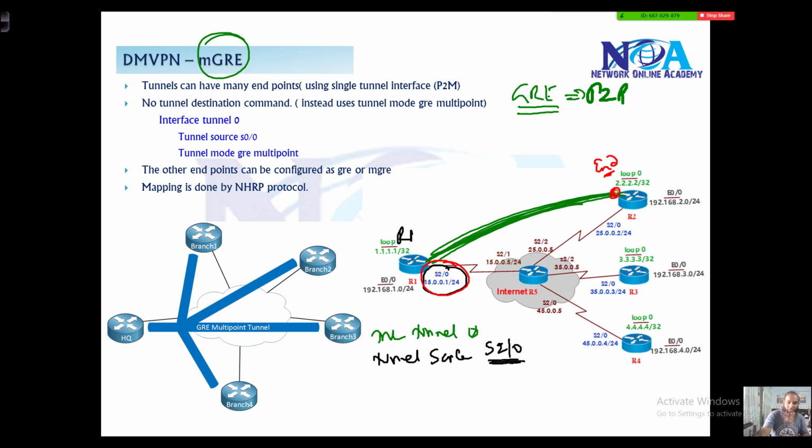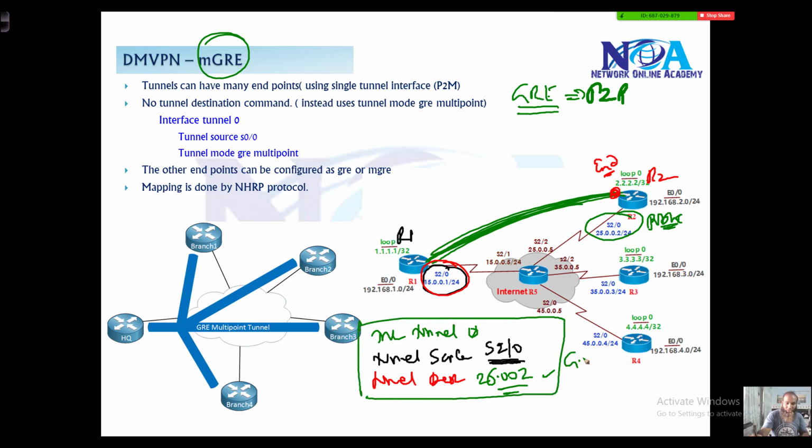So I want the tunnel to end on router 2, so we generally use a command called tunnel destination, and we have to specify the public IP of this peer. Like for the tunnel destination, we need to specify 25.0.0.2. That is the public IP I am using on router 2. So this is how you generally build GRE tunnels. But the limitation of GRE is that it is point-to-point, because of the tunnel destination command.